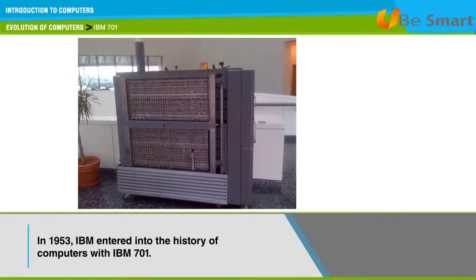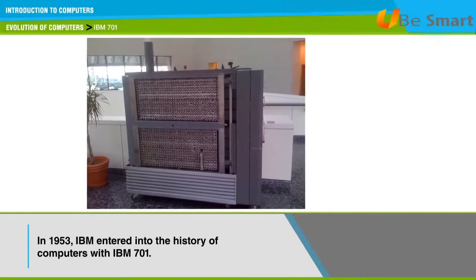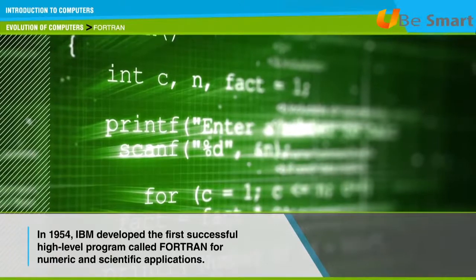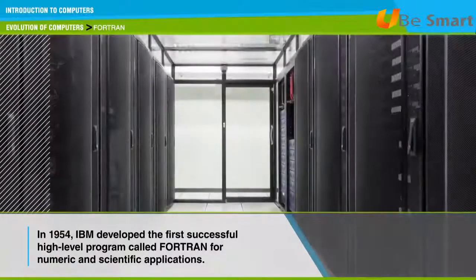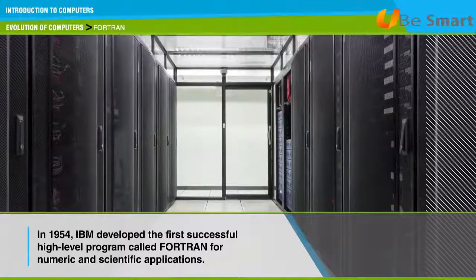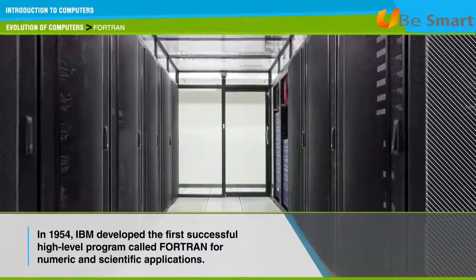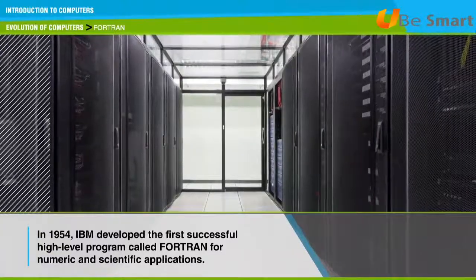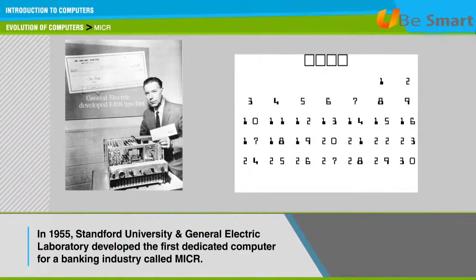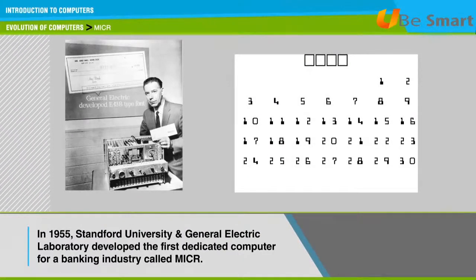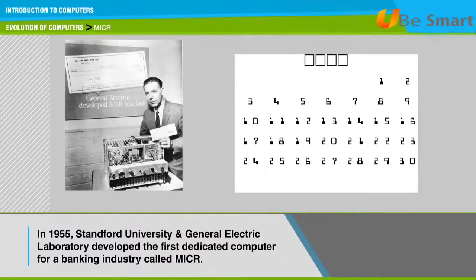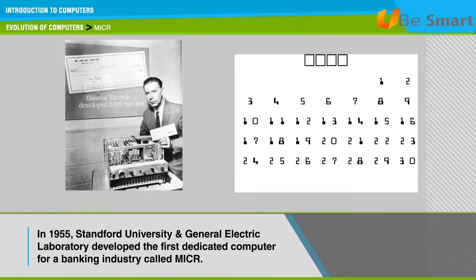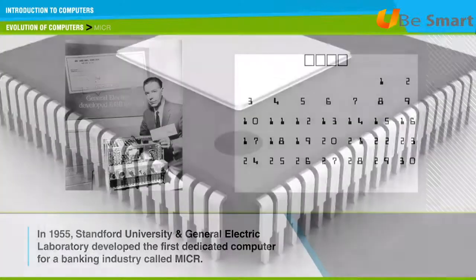It is the first scientific computer based on advanced architecture. In 1954, IBM developed the first successful high-level programming language called Fortran for numeric and scientific applications. It is a popular language in high-performance computing and used as a benchmark to rank supercomputers. In 1955, Stanford University and General Electric Laboratory developed the first dedicated computer for the banking industry called MICR, Magnetic Ink Character Recognition, for Bank of America.